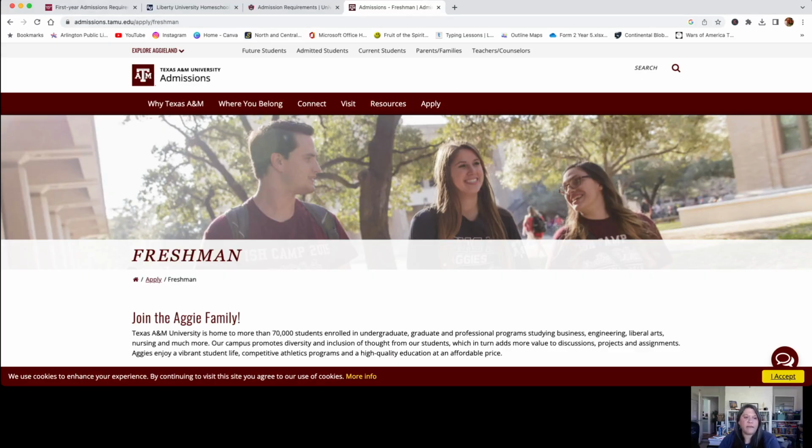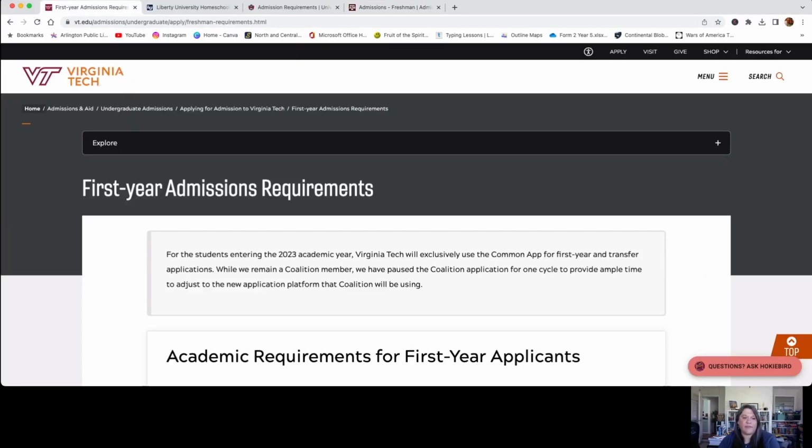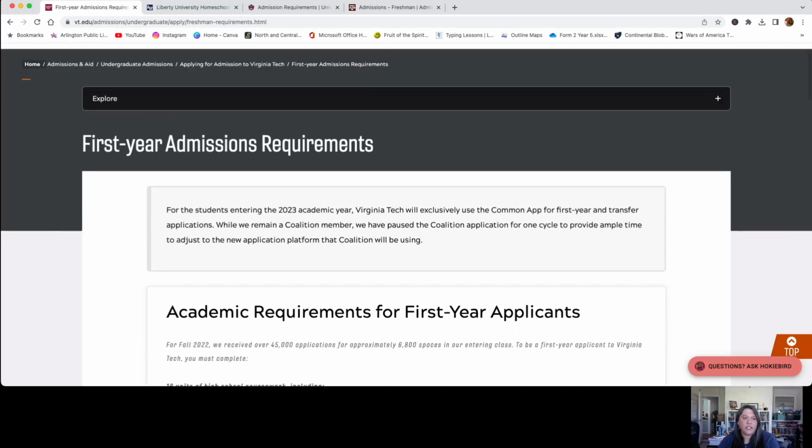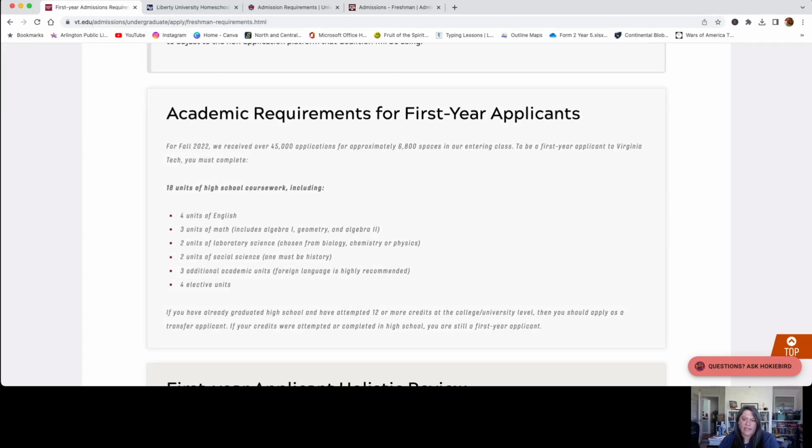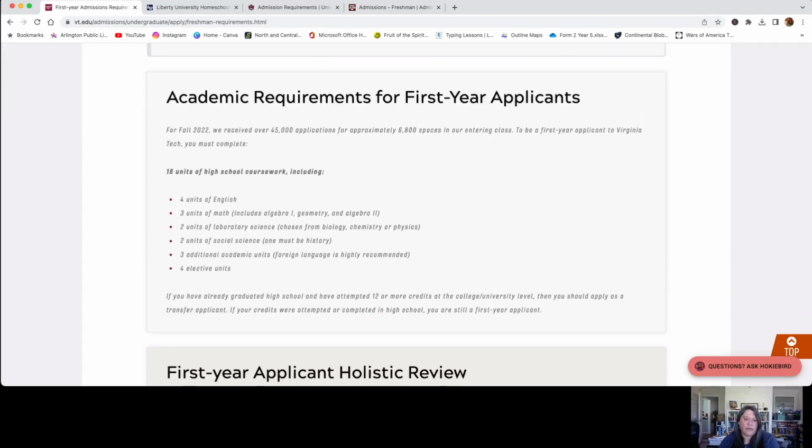Okay, so the very first thing I'm going to show you is requirements at Virginia Tech. I'm just giving these as an example. If you know your child wants to go to a specific college or university, you're going to type in first year admission requirements for homeschool Virginia Tech. Always type in homeschool because they might take you directly to that page. If not, that's okay. They might not have a specific page, but sometimes they do. So I just wanted to throw that out there.